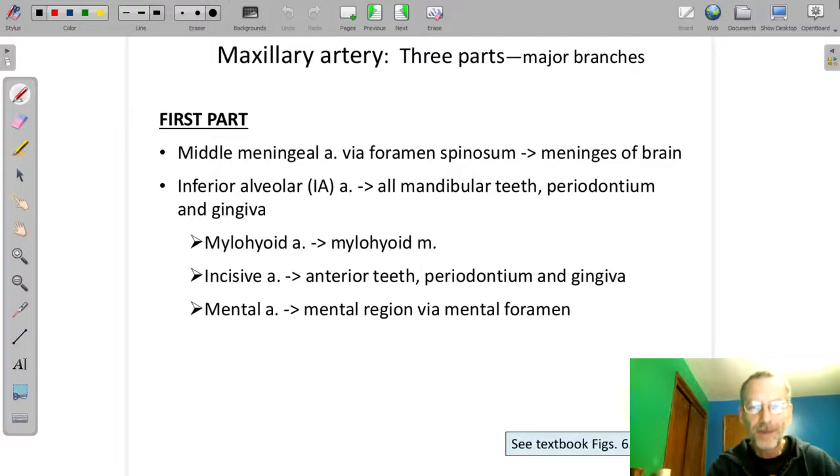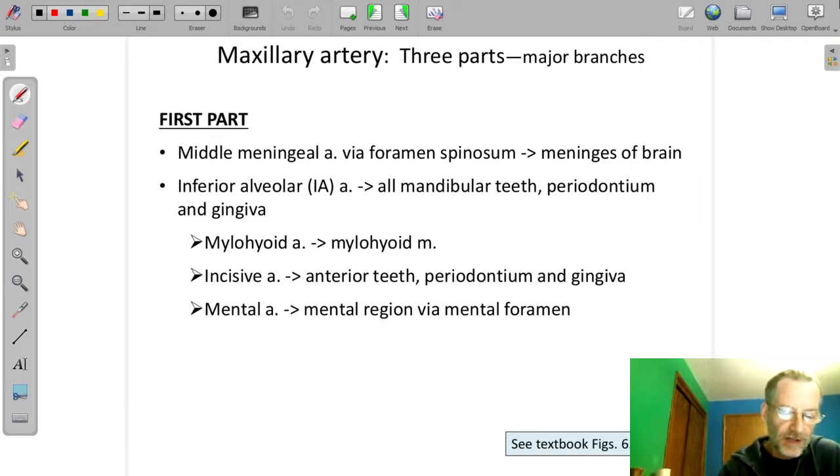Hi, let's talk about the maxillary artery. It's basically the end of the external carotid, and it's in three parts. We're going to look at the major branches of these three parts. We start off the external carotid, and the first part is the proximal, then a middle part, and then a third part, which is the distal end of it.